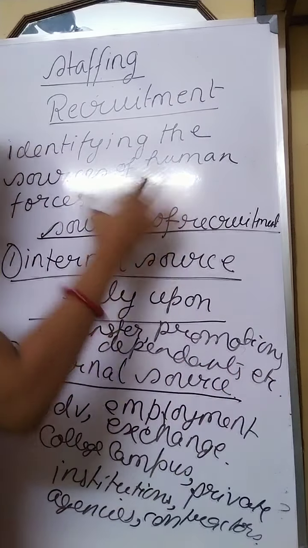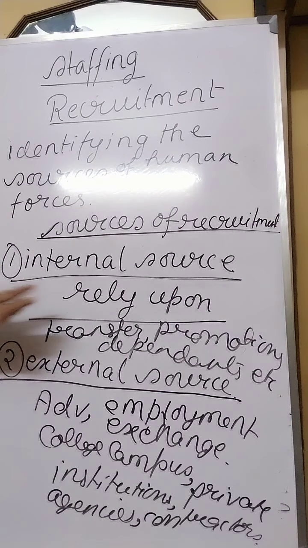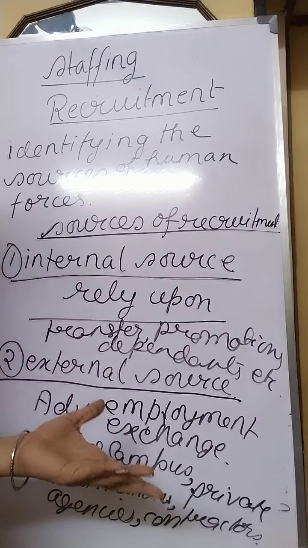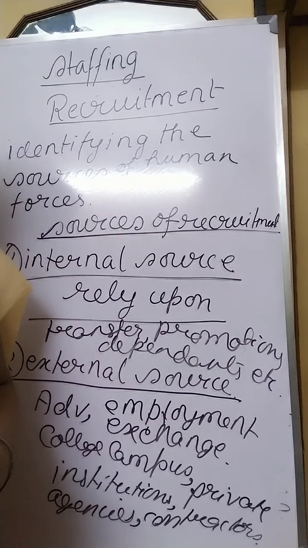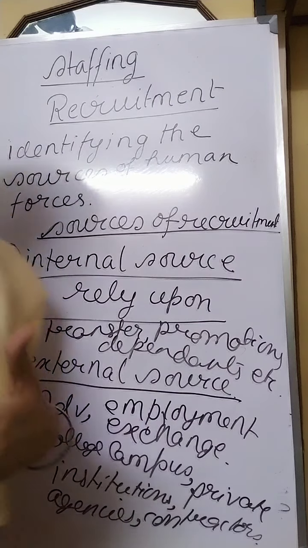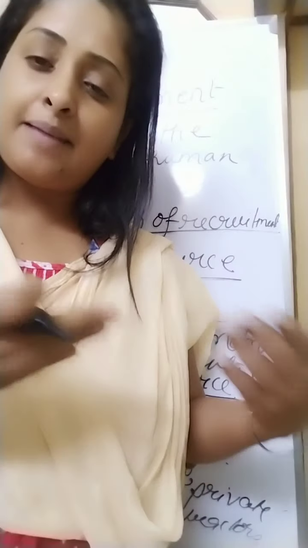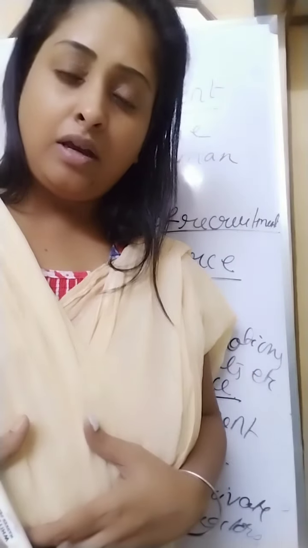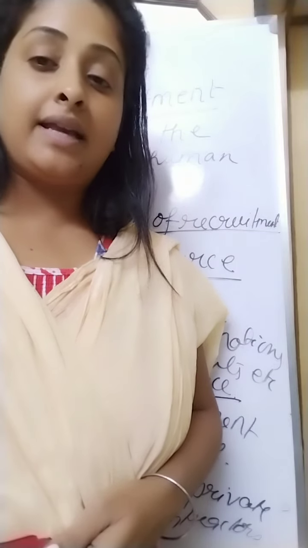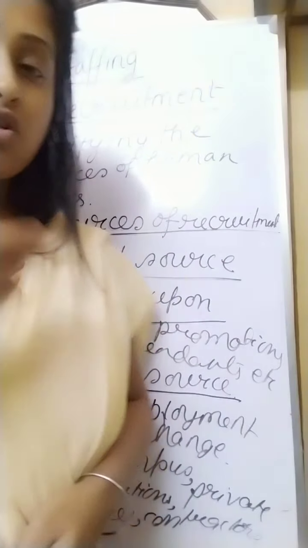So these are the different sources of recruitment. There can be direct recruitment, indirect recruitment, third party recruitment, and also employee recommendations. Some ex-employee can recommend somebody's name. So various sources of recruitment are available in an organization. This is all about recruitment.